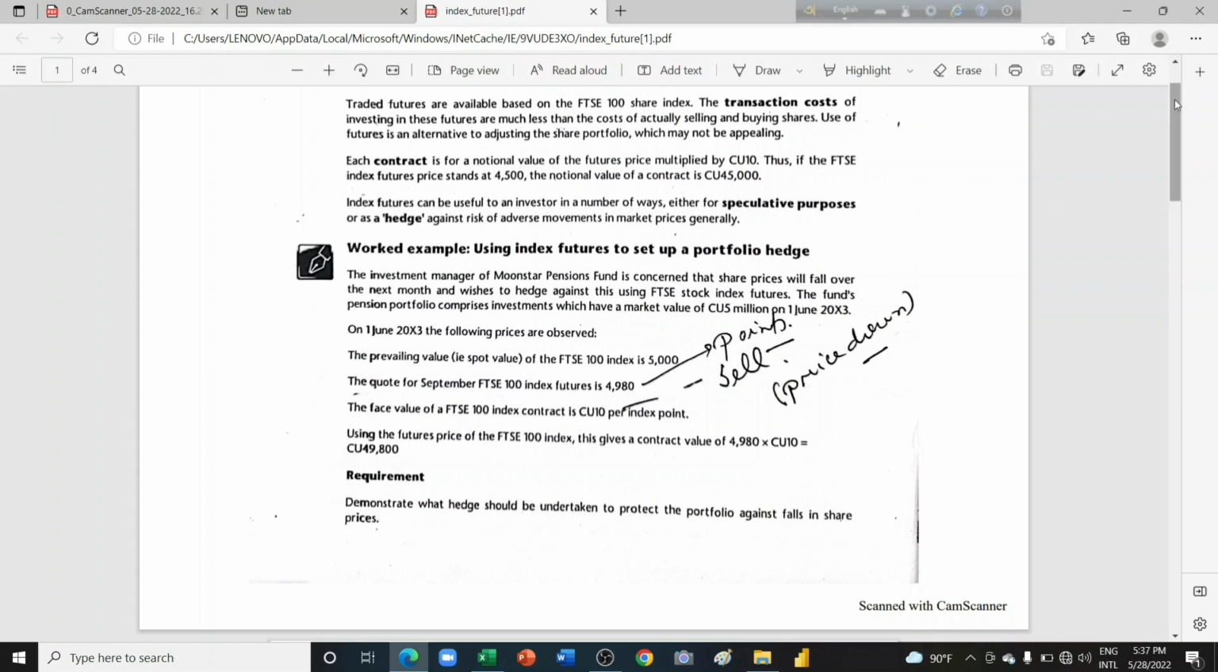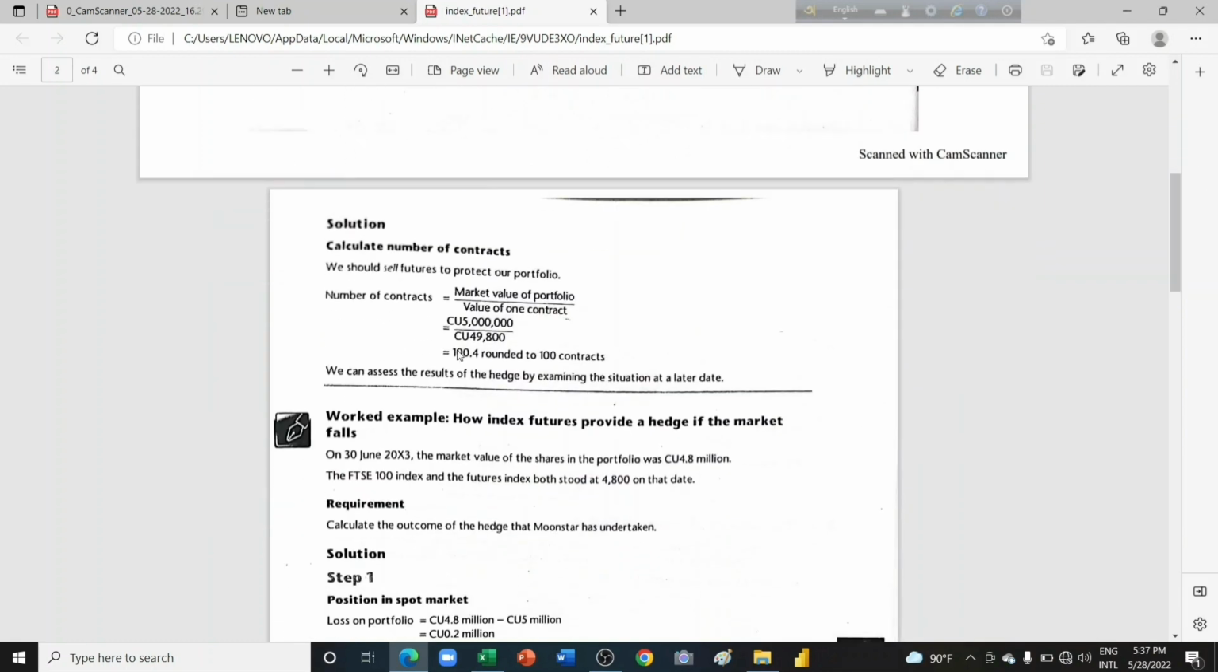And also, as we had a number of contracts of 100.4, but we need to round this up. So due to these problems, the hedge is not 100% efficient. When the hedge is 100% efficient, then the whole loss would have been compensated. But as we can see, the hedge is not 100% efficient. It could provide us a shield against $180,000 loss, but we still had to incur a loss of $20,000.